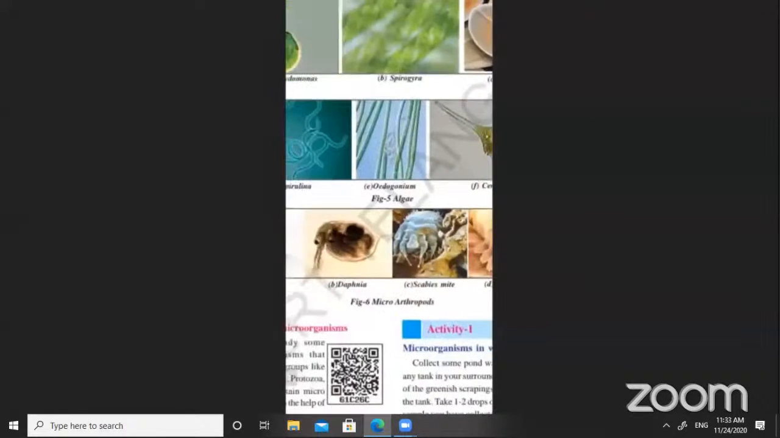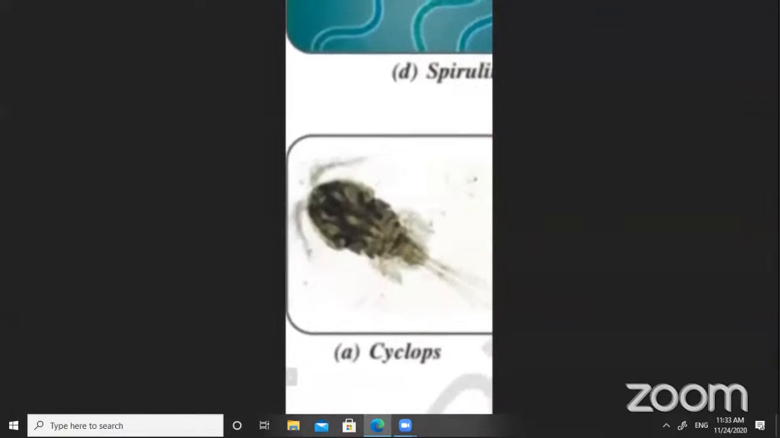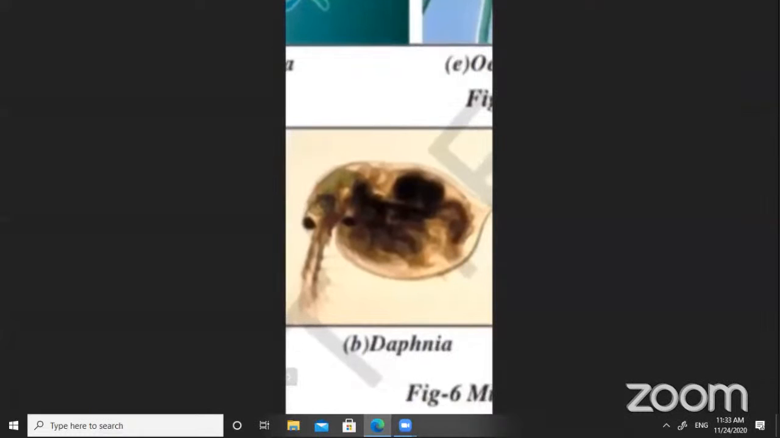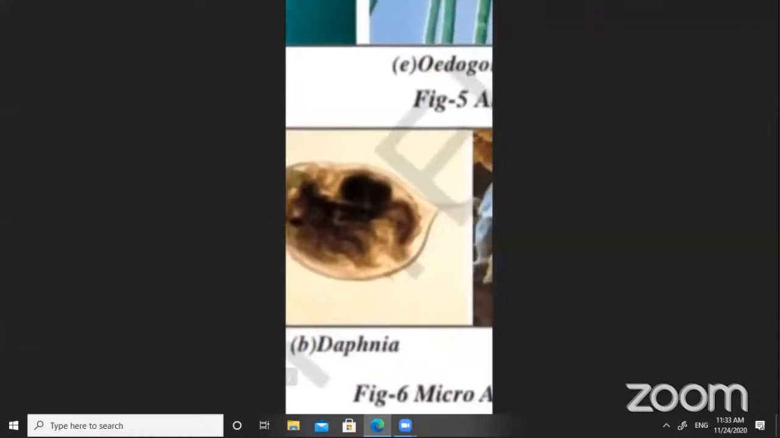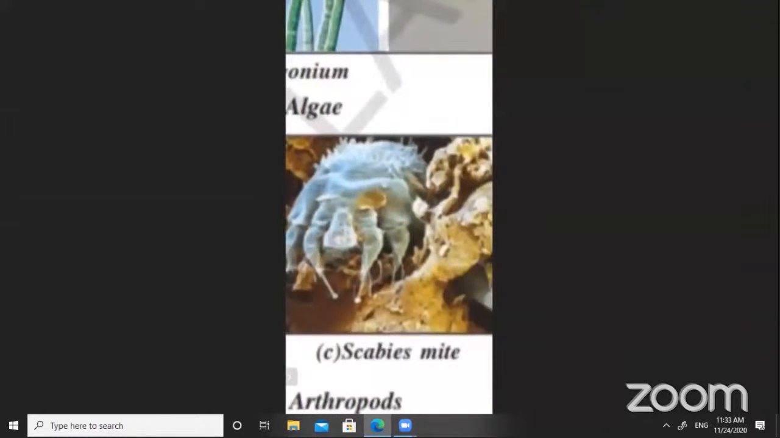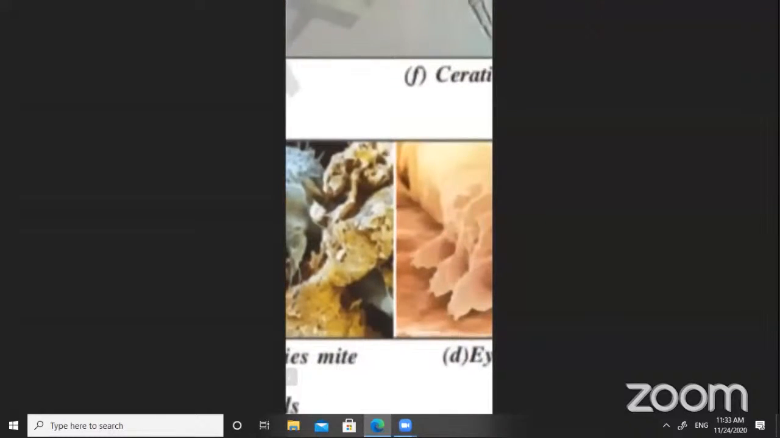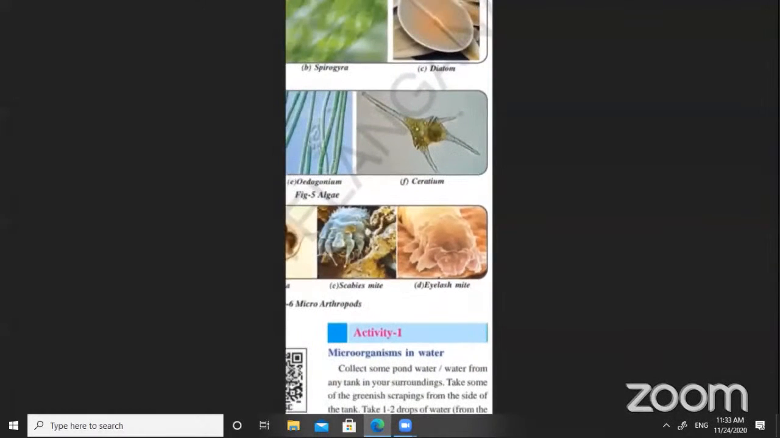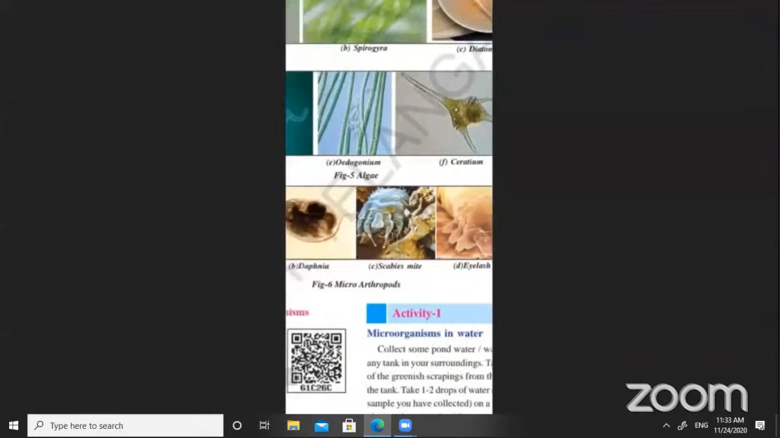Let us go for the microarthropods. The first arthropod, A, is Cyclops. Next, B. Look at the screen and observe that figure. B is Daphnia. Next, C is scabies mite. Next, D is eyelash mite. These all are microarthropods.